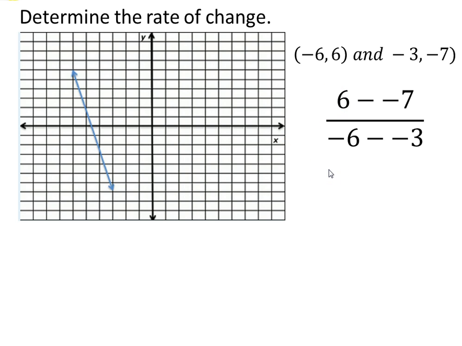6 minus negative 7 is 13. Negative 6 minus negative 3 is negative 3. And the rate of change of this graph is 13 over negative 3. And that can't be reduced at all. We do not want to change it to a decimal. We want to leave our rate of change, or our slope, as a fraction. So 13 over negative 3 would be the rate of change for this line.